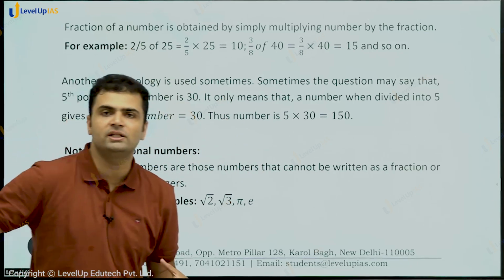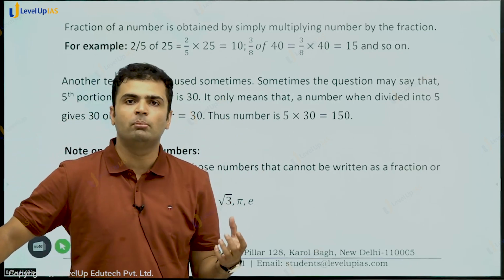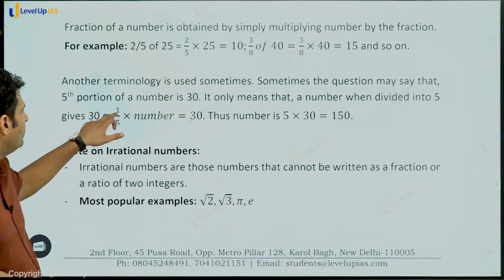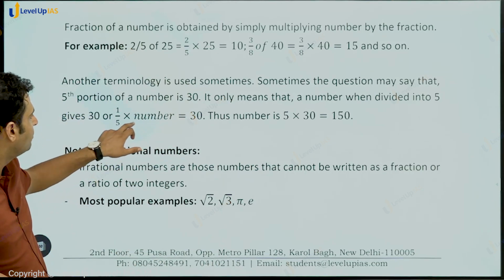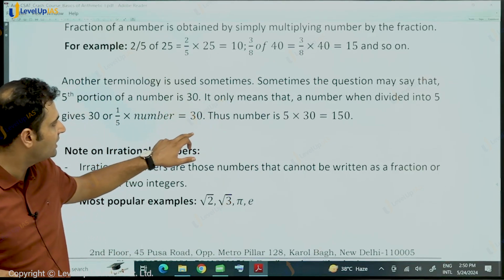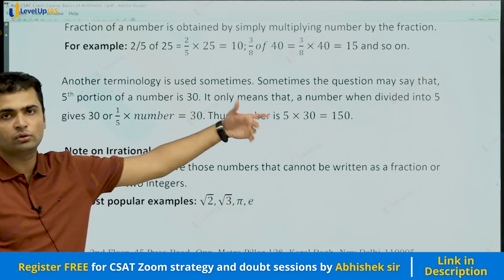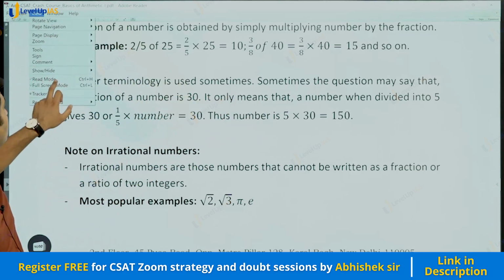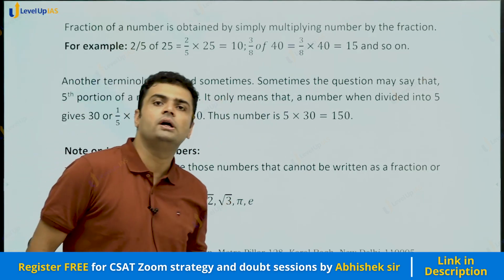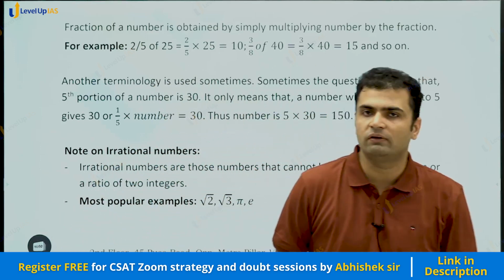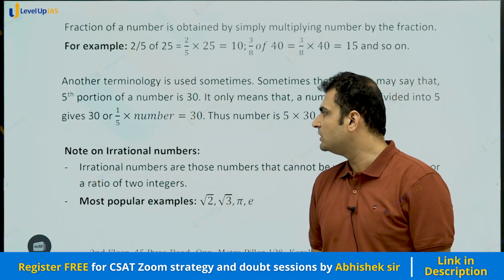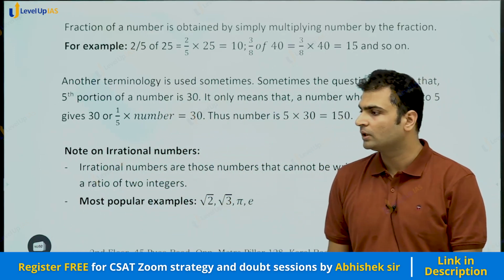Fifth portion of a number is 30. Then 1 by 5 into some number is equal to 30. Hence number is equal to ये 5 उधर multiplication में चला जाएगा. You will get 5 into 30 as 150. So the required number is 150. किस नंबर का 1/5 30 है, ये क्वेश्चन। तो दैट वुड बी 150, क्योंकि 150 का 1/5 इज 30.